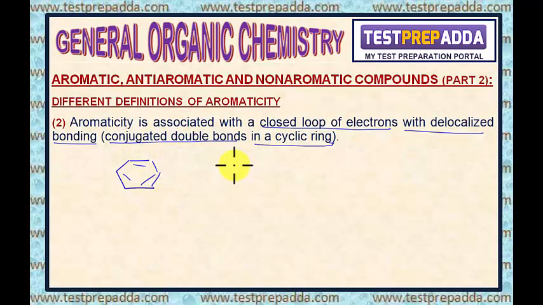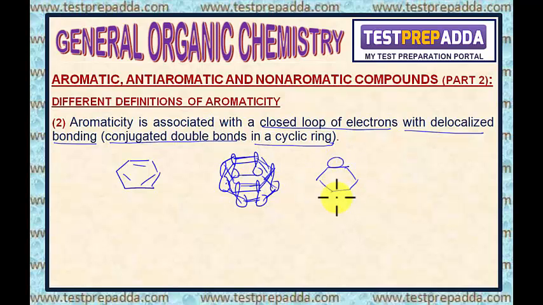Now, if I draw the orbital diagram here, delocalization of electrons like this. So, closed loop of electrons, and that is why we say that benzene is aromatic.